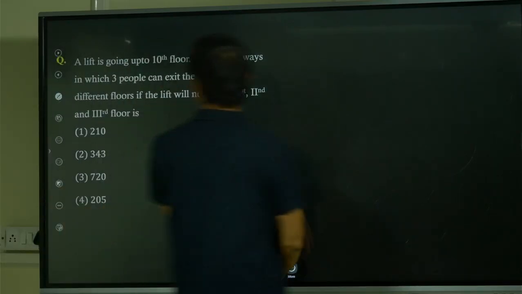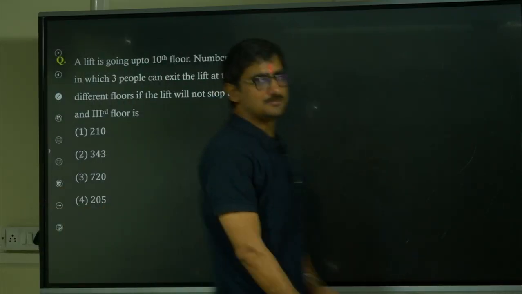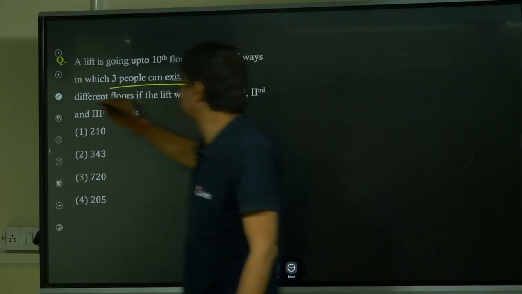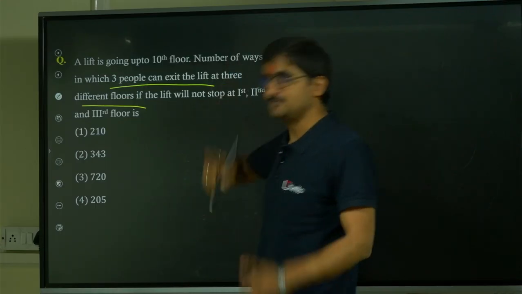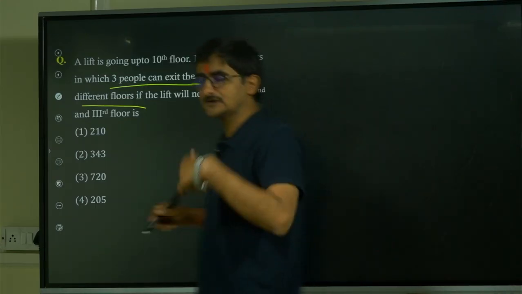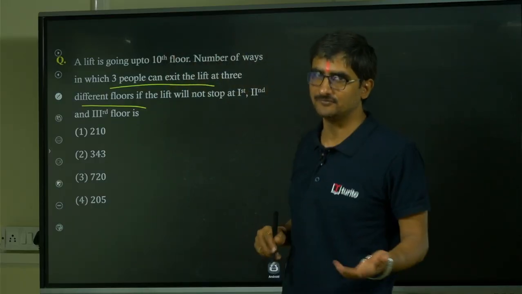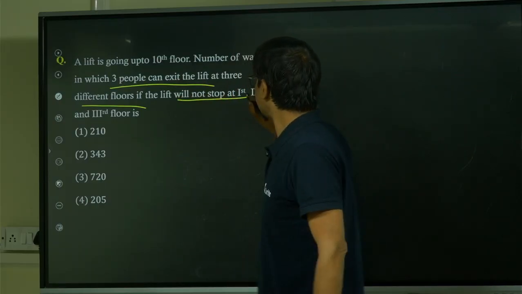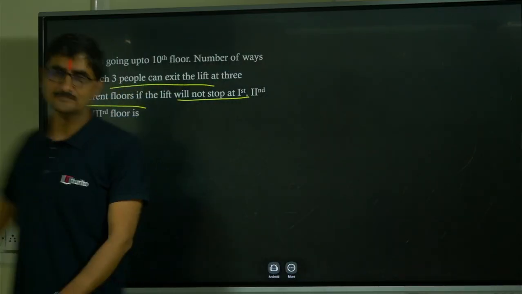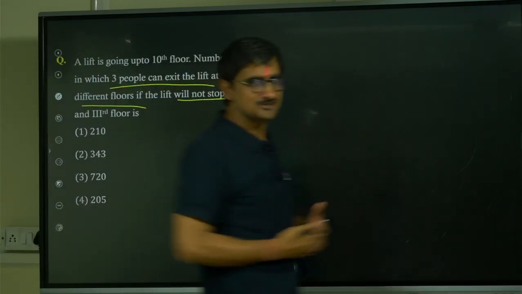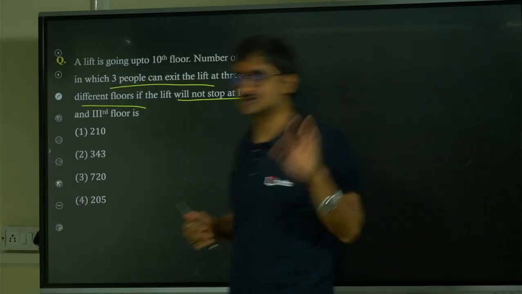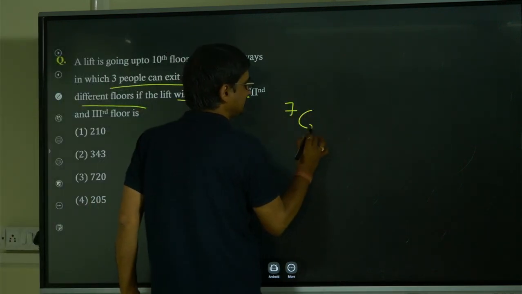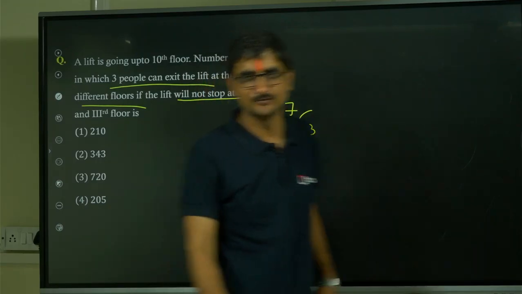Next one is, a lift is going up to the 10th floor. Number of ways in which 3 people can exit the lift at 3 different floors. 3 people at 3 different floors, okay? They can't get down from the lift on the same floor. No two can get down on the same floor. If the lift will not stop at the first, second and third floor, then in that case, there is no sense of having 10 floors. That means our choice is from among the 7 floors. So 7C3. Which floor do you choose?